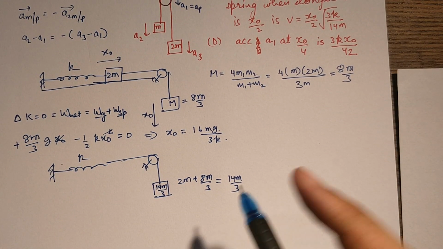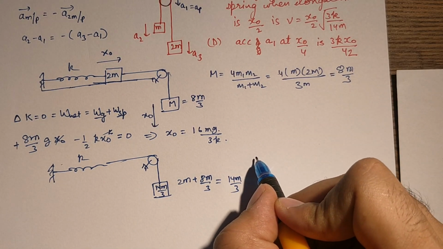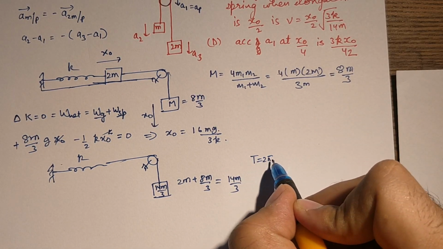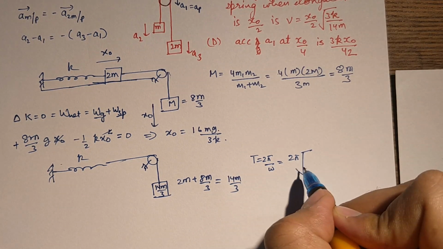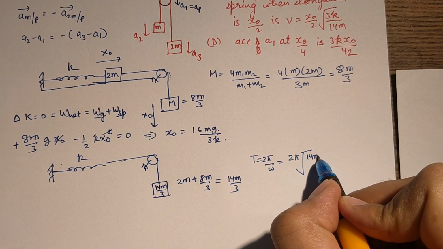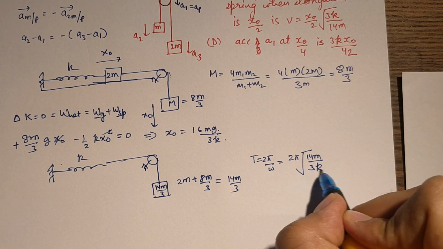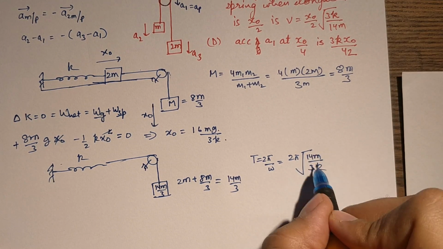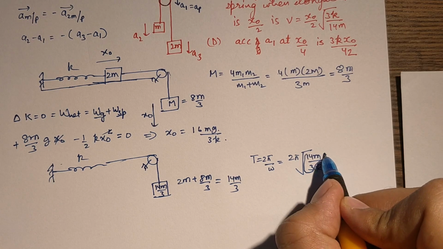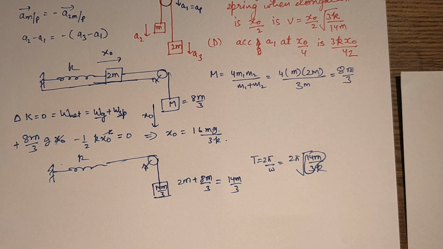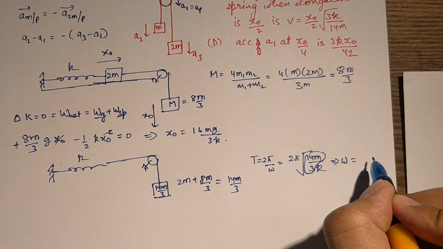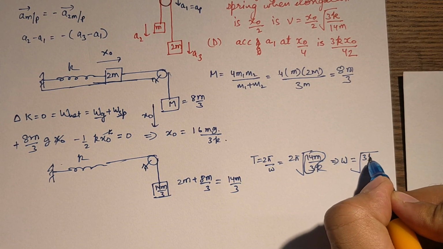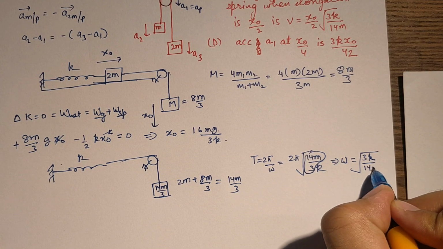Here it's very easy to calculate its time period. The time period will be 2 pi by omega, which I can write as 2 pi under root of total mass, 14m by 3, by k. This is 2 pi under root of m effective by k, so m effective is nothing but 14m by 3. From here I got the value of omega. Omega is nothing but under root of 3k by 14m.